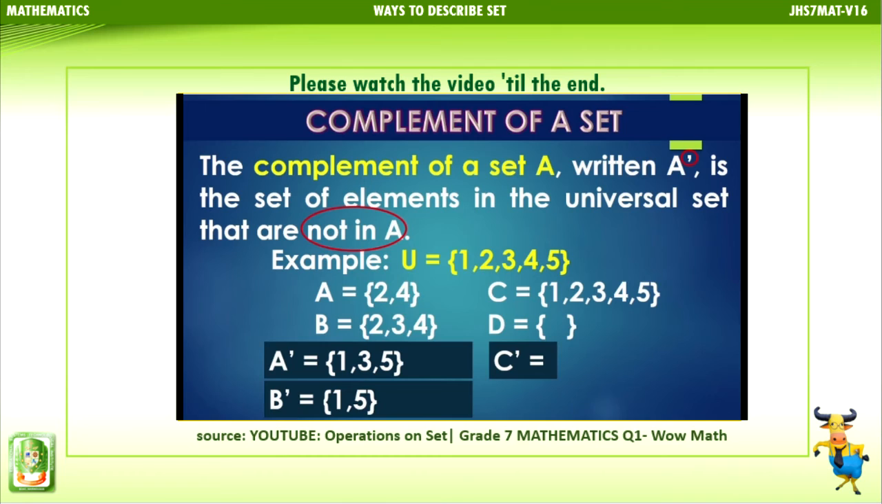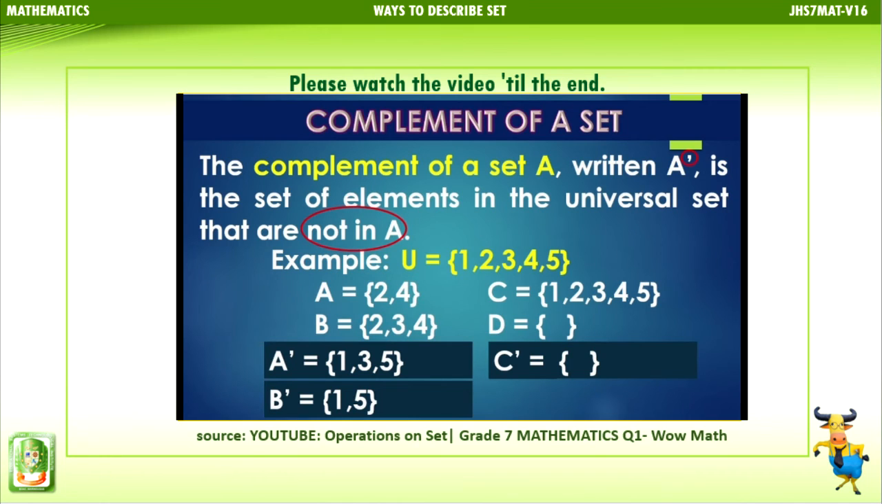Balikan si set C. Meron siyang 1, 2, 3, 4, 5. So, meron bang wala sa set C pero nasa universal set? Wala na, 'di ba? Kasi kompleto siya. Meron siyang 1, 2, 3, 4, 5. So, ibig sabihin, ang sagot natin dito ay empty set. Wala nang kulang. Okay? And then next, set D.